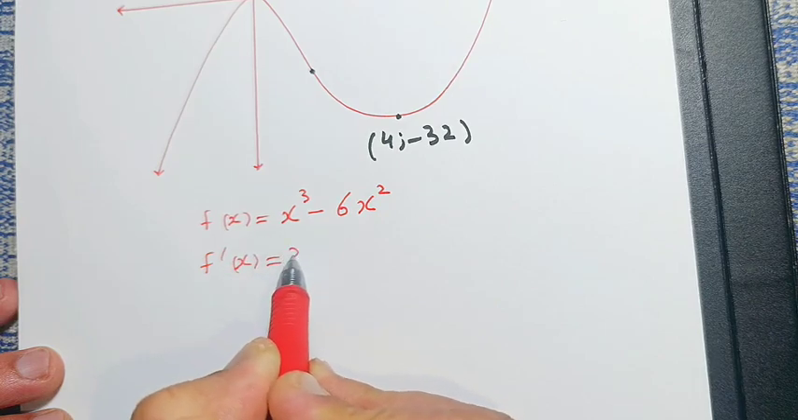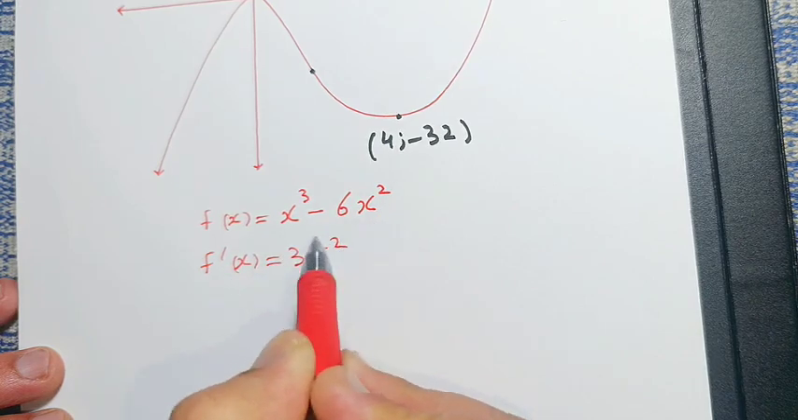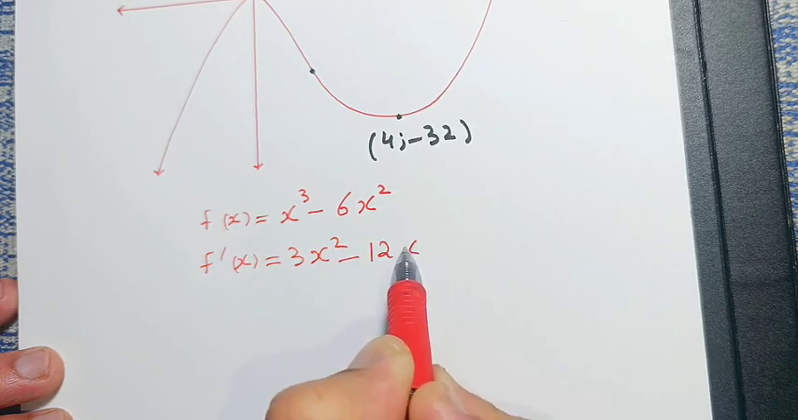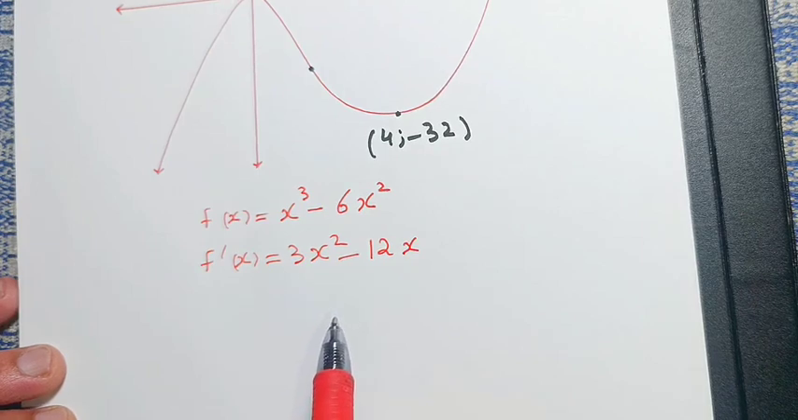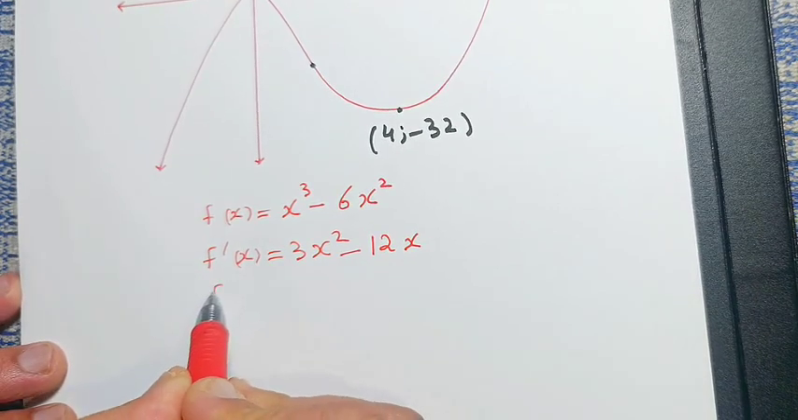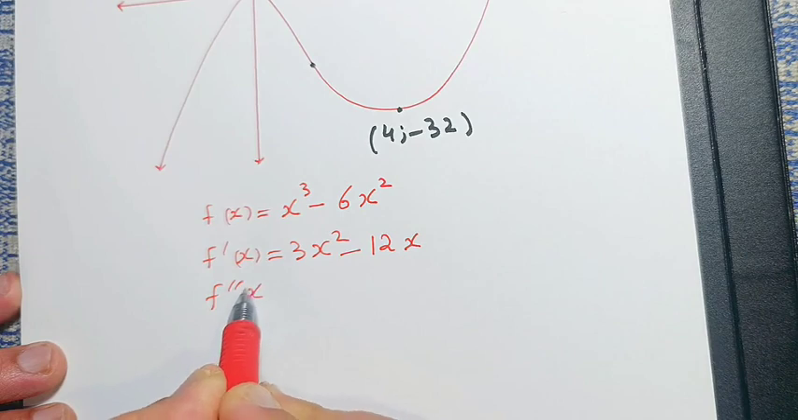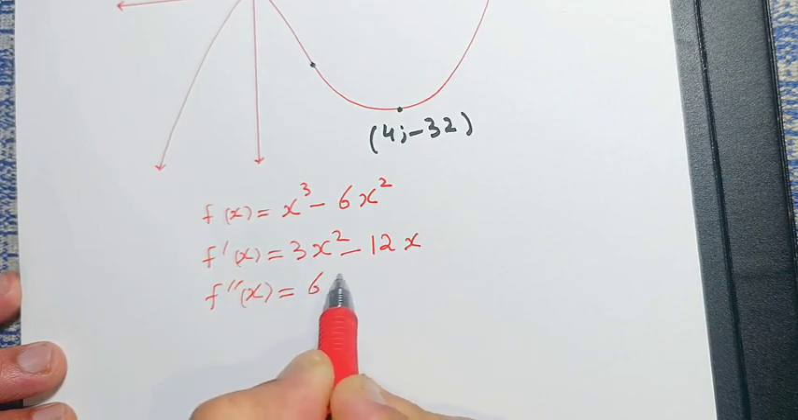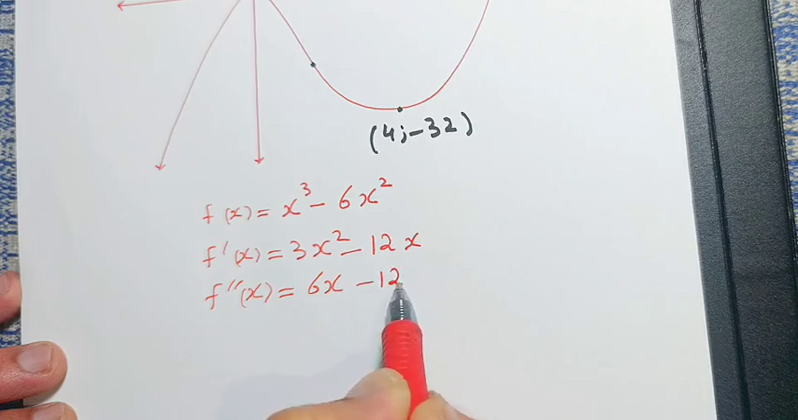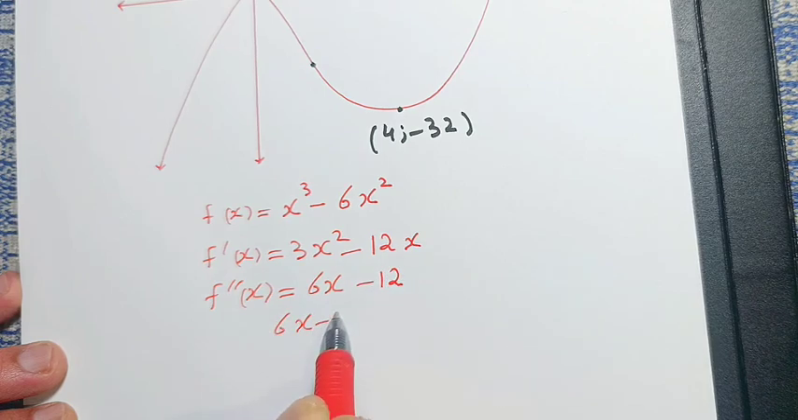3x squared minus 12x. So this is my first derivative. Now I need to find the second derivative because I need to find the point of inflection. This is going to be 6x minus 12, and the second derivative must be equal to 0. Now I need to solve for x.